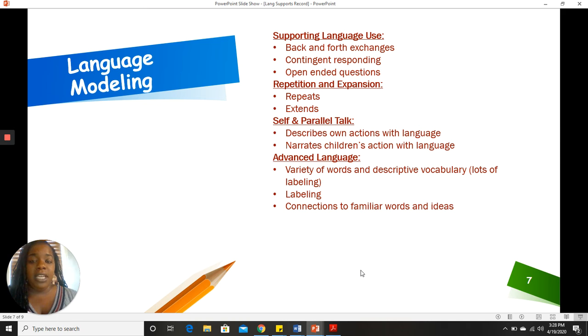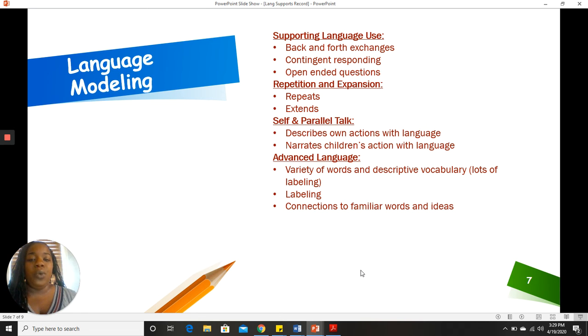We've talked about labeling items, labeling objects, labeling things around them. Start off with labeling the items that you use on a day-to-day basis, whether it's some of their toys, diaper, their pacifier, their bottle, their sippy cup. Start with those familiar things so that they can make easier connections, which leads to the final strategy under advanced language, which is connecting to familiar words and ideas.